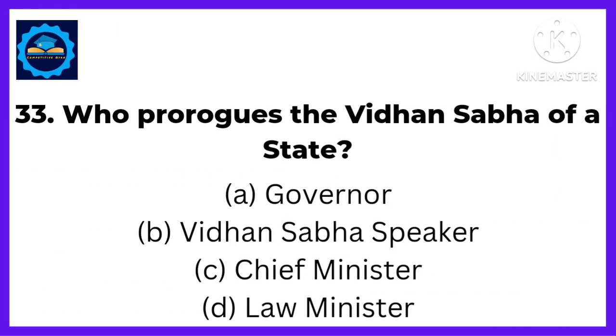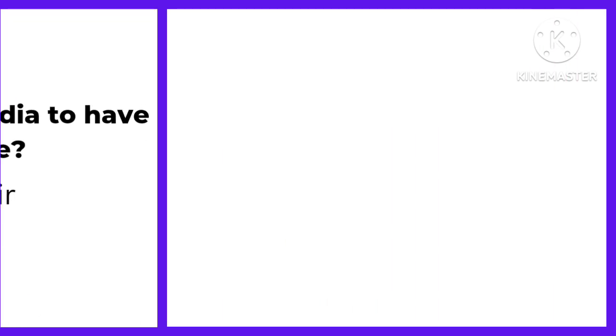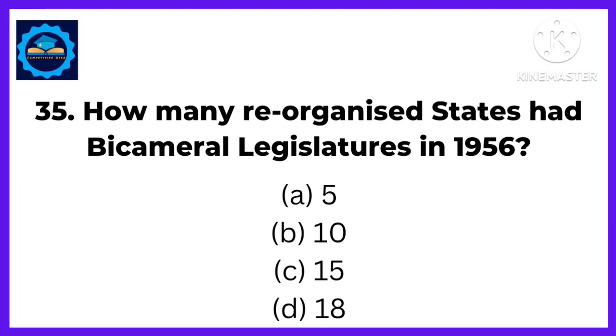Next, who prorogues the Vidhan Sabha of a state? Answer: Governor of the state prorogues the Vidhan Sabha of a state. Next, which is the only state in India to have the common civil code? Answer: Goa is the only state in India to have the common civil code. Next, how many reorganized states had bicameral legislature in 1956? Answer: 5.